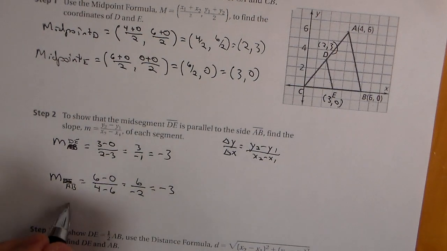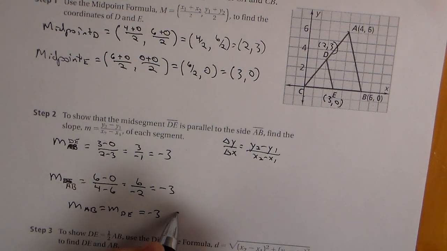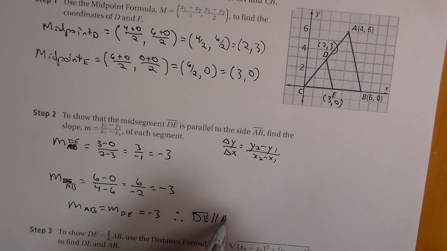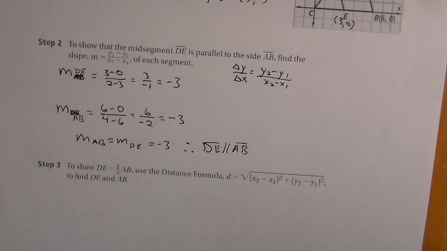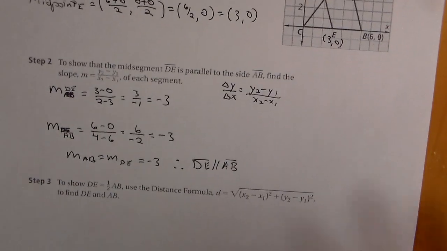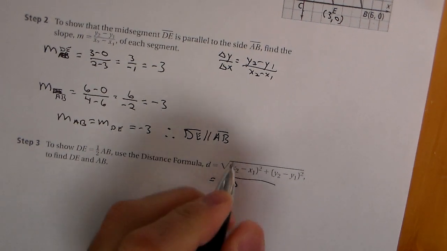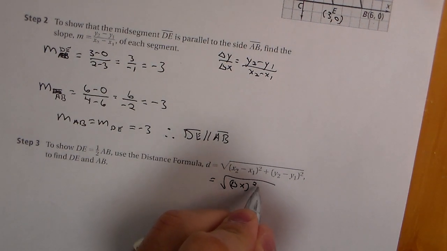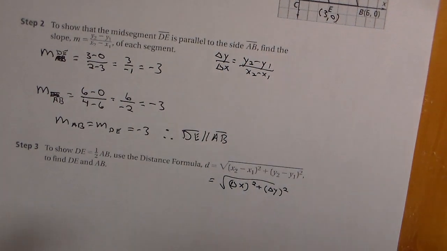So because the slope of AB is equal to the slope of DE, which is equal to negative 3, therefore DE is parallel to AB. Now our last step is we have to show that the length of DE, the length of the midsegment, is half the length of AB. To do that, we're going to use the distance formula. Another way we can remember the distance formula is it is the square root of the change in x squared plus the change in y squared. So it's the difference between the two.